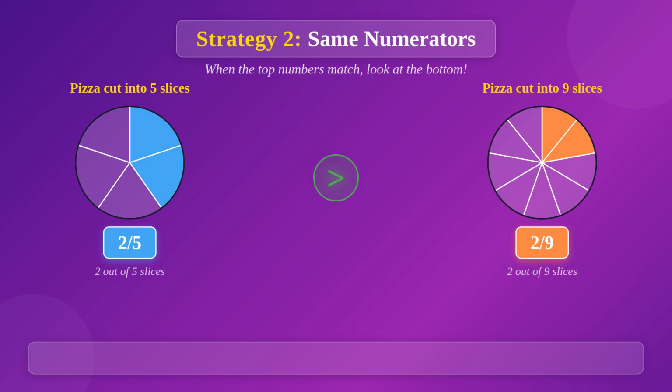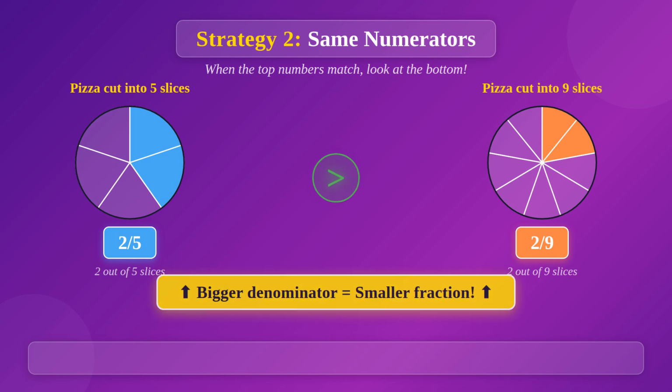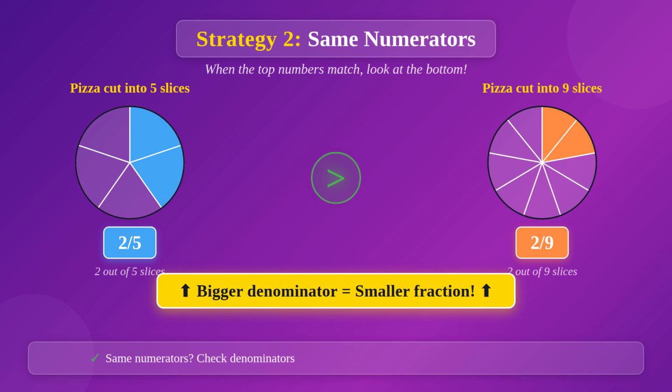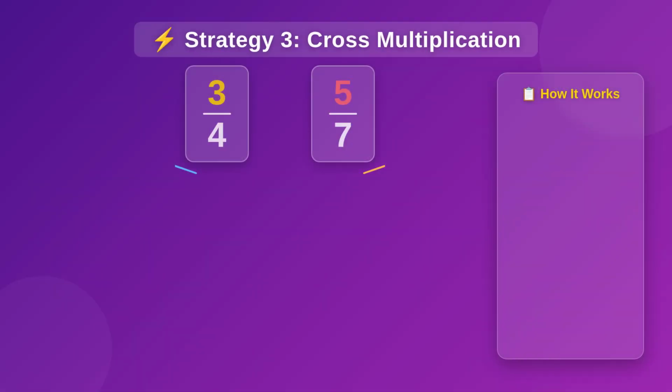Strategy 2 is sneaky. Same numerators. Here's the counterintuitive twist that trips people up. When the numerators are the same, the fraction with the bigger denominator is actually smaller. Why? Picture sharing 2 slices of pizza. If the pizza is cut into 5 pieces, each slice is pretty big. But if it's cut into 9 pieces, each slice is tiny. Same number of slices, but way different sizes. So 2/5 is actually greater than 2/9. Mind blown? Let's keep going.